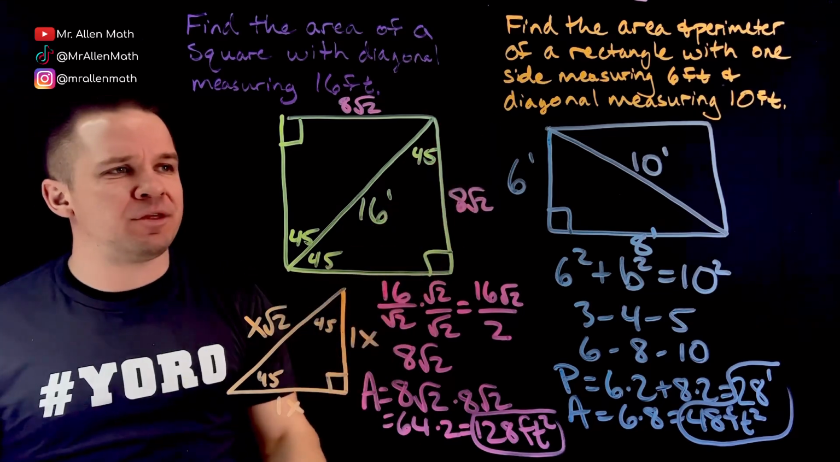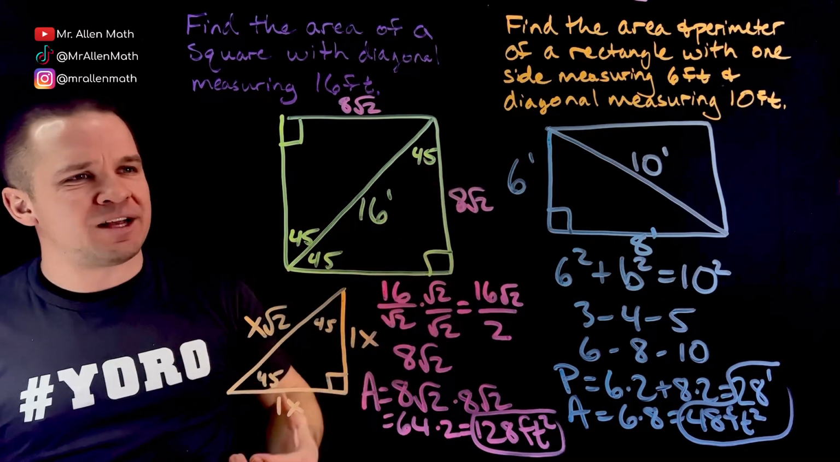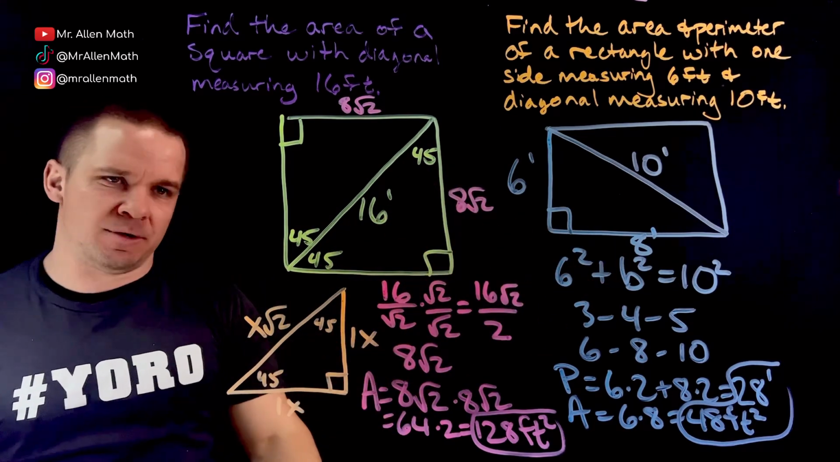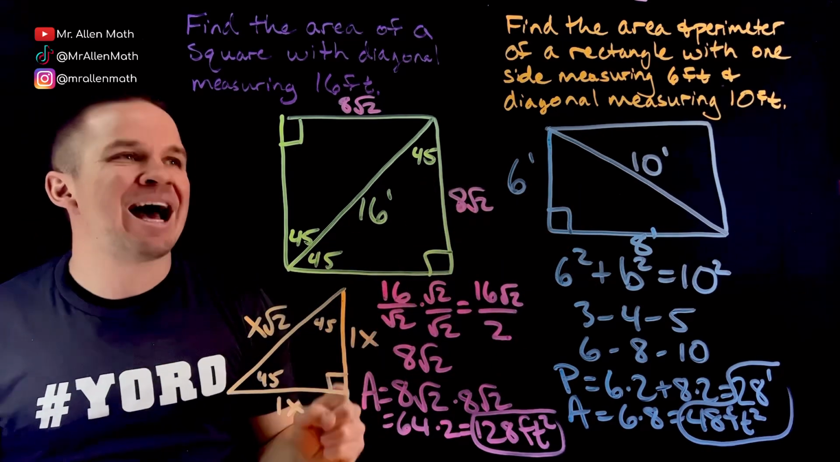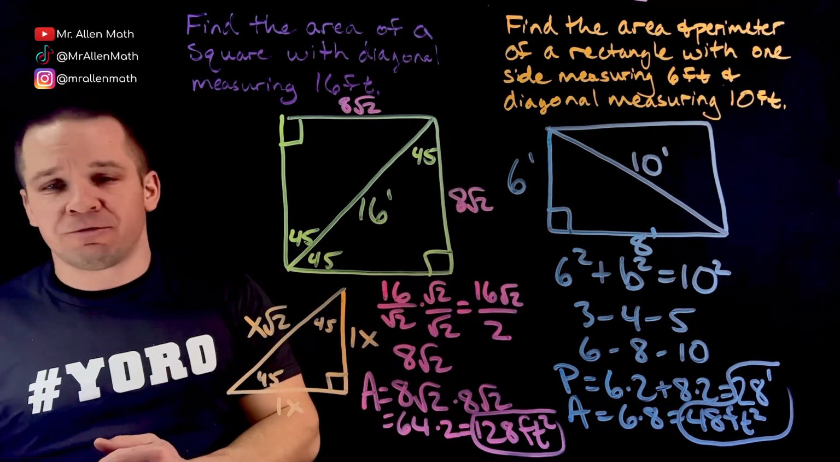We tackled everything here with a square and a rectangle. That's dope. Special right triangles, Pythag triples. Those guys are coming up lots when we're dealing with these different fun quadrilaterals.